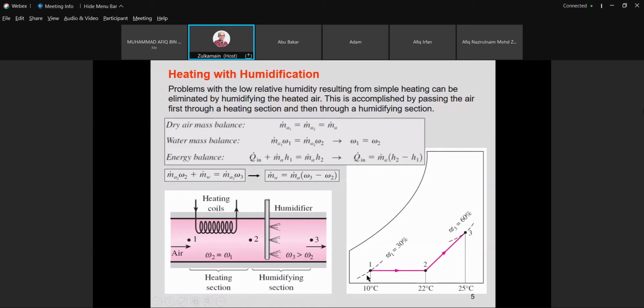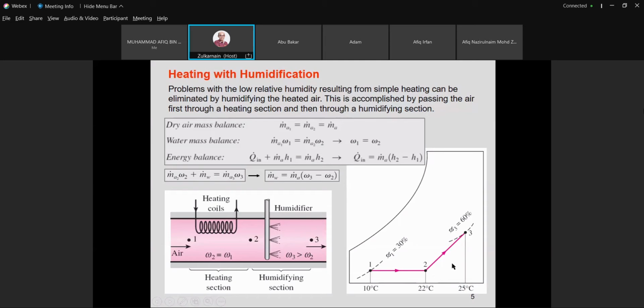Of course, when we have all the states defined on the psychrometric chart, then we could get the Q. In this case, we are involving two types of Q: Q12 and Q23. What is Q12? In this case, Q12 is m dot A multiplied by H2 minus H1. And what is Q23? It is equal to m dot A times H3 minus H2. So we have two phases of heating, or Q, involved.